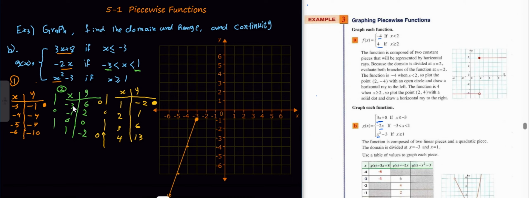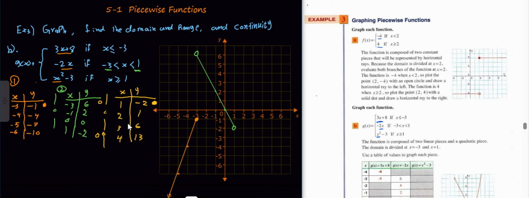For the second graph, we have negative 3 with 6 here. We have an open circle; we are not going to fill it. And we have negative 1 with 2, just a small point. And 0 with 0. And 1 with negative 2, which is an open circle. And we connect these together. This is how we connect them.